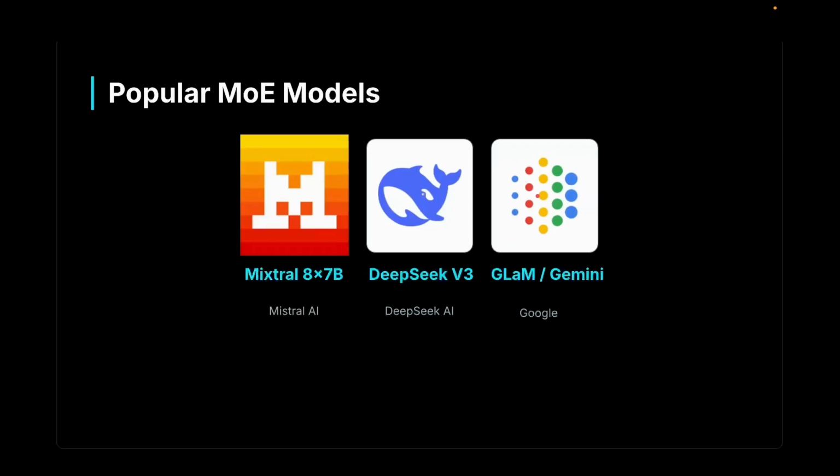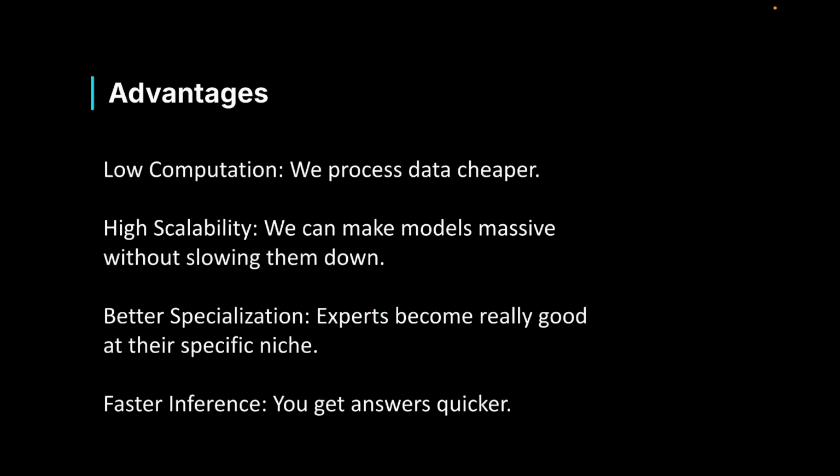There are some popular MoE models, including the Switch Transformers, some Google models, and some Mistral models. They are very popular models and they all use MoE. These models use MoE to beat dense models while spending way less compute. To summarize, the advantages we get: low computation, high scalability, better specialization, and faster inference.